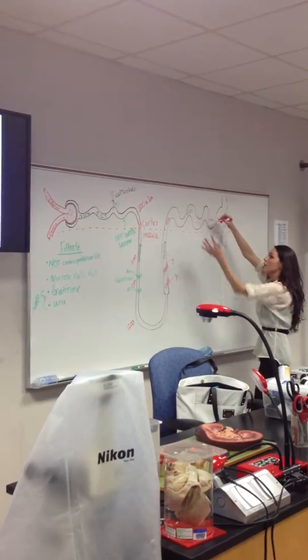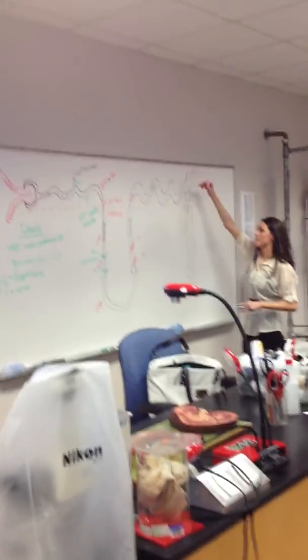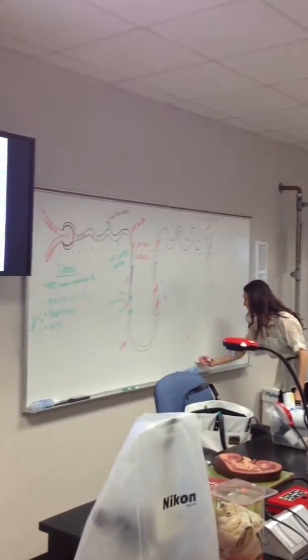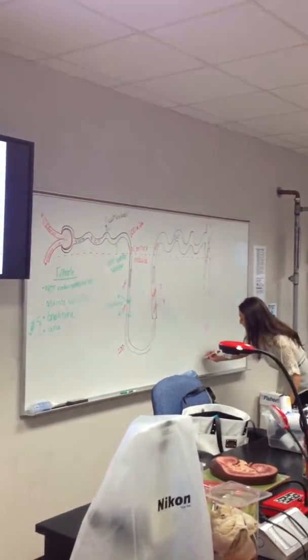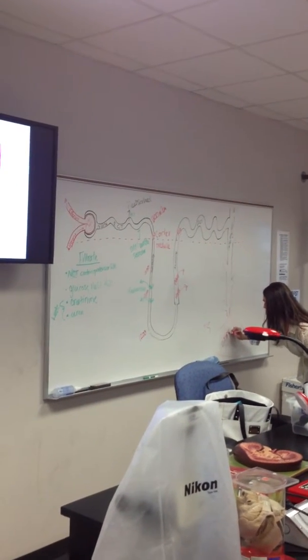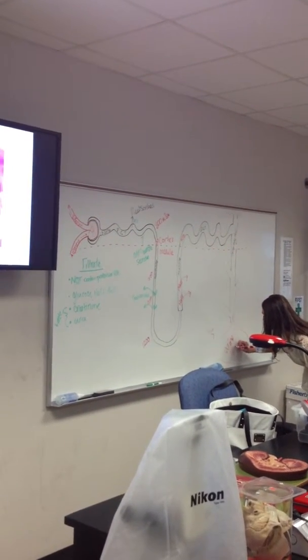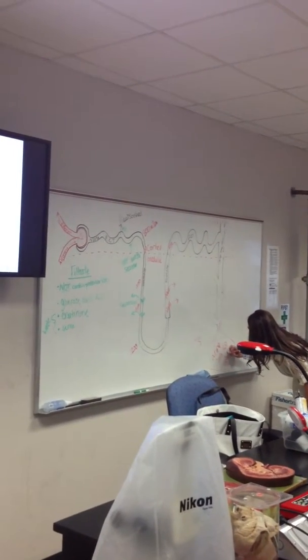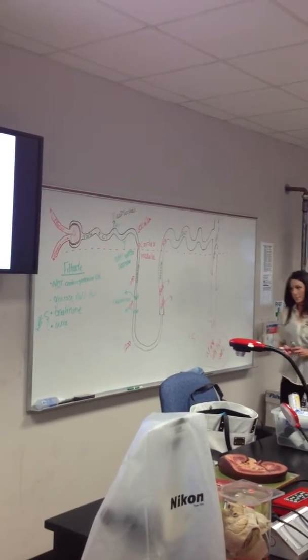It's the water, all the solutes and waste is going to go through the distal convoluted tubule into the collecting duct. Nothing's going to happen. It's just going to get released into this big amount of urine that contains lots of water and then the regular amount of waste.